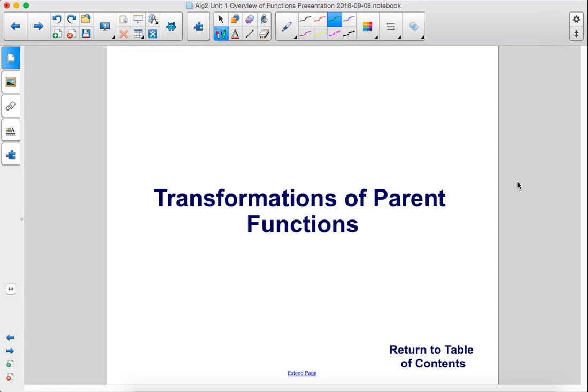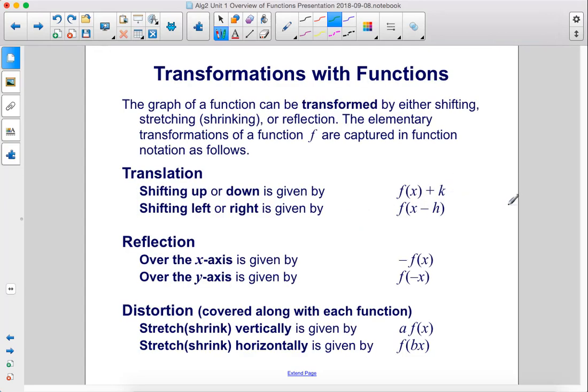Transformations of parent functions. The graph of a function can be transformed by either shifting, stretching, shrinking, or reflection. The elementary transformations of a function f are captured in function notation as follows. Translation. Shifting up or down is given by f of x plus k. Shifting left or right is given by f of x minus h. In this case, k is outside of the parentheses, and here, negative h is inside of the parentheses.